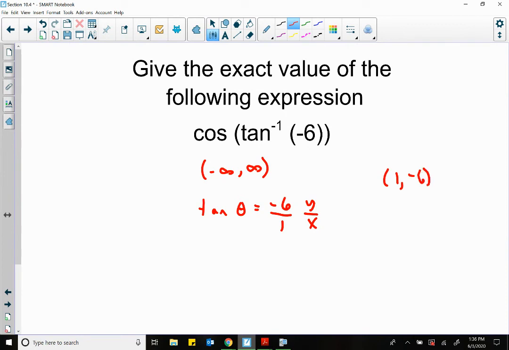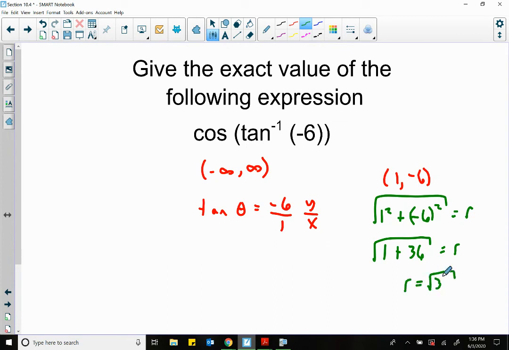In order to find cosine, we need to find the r value. So you've got a formula, 1 squared plus -6 squared, and we're going to take the square root. So 1 squared is 1, plus -6 squared is 36. That's equal to r. So your r value is the square root of 37. Now that you know what r is, we can figure out cosine.